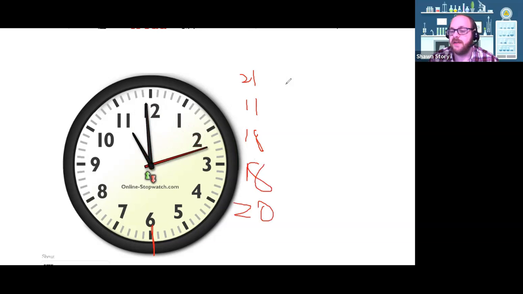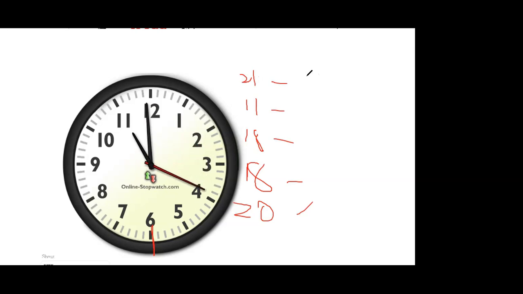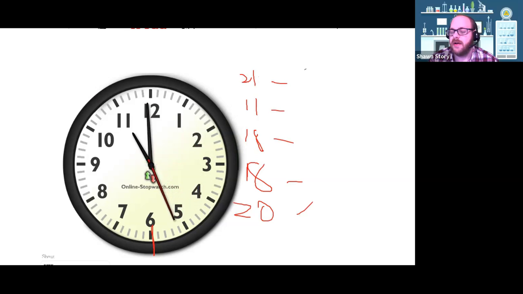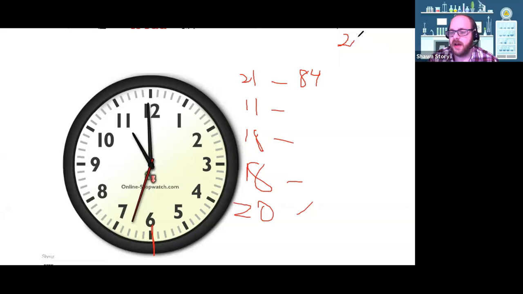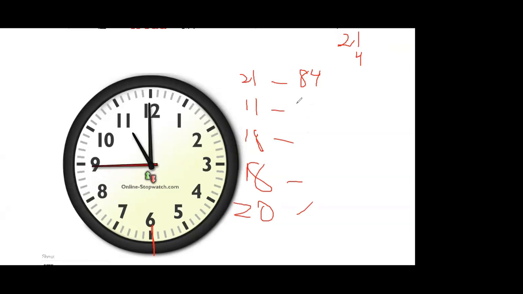All right, so let's take these and multiply them by 4. What is 21 times 4? 84. Yep, 84. Exactly. The way I did that, I have 21 and I have 4. I'm actually just going to do the 1 first. So 4 times 1 is 4. 4 times 2 is 8. So I have 84. All right, what about 11? What's 11 times 4? 44.